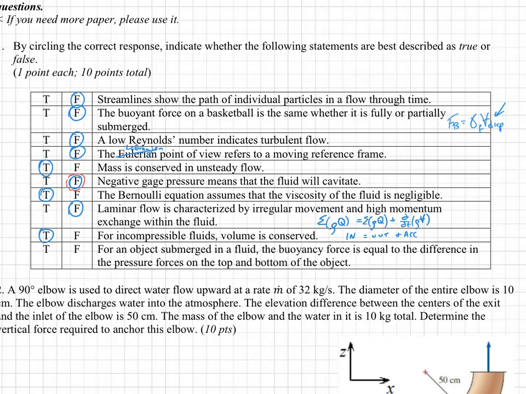If the rho is the same everywhere, then it just cancels out. And now I've got volume, then, so these Q's all cancel due to mass conservation, not due to the incompressibility, and they're all the same. And so what ends up happening is we've got an equation for volume instead of for mass. Okay. And for an object submerged in a fluid, the buoyancy force is equal to the difference in the pressure force on the top and the bottom of the object. That is true. In fact, that is kind of the definition of the buoyancy force.